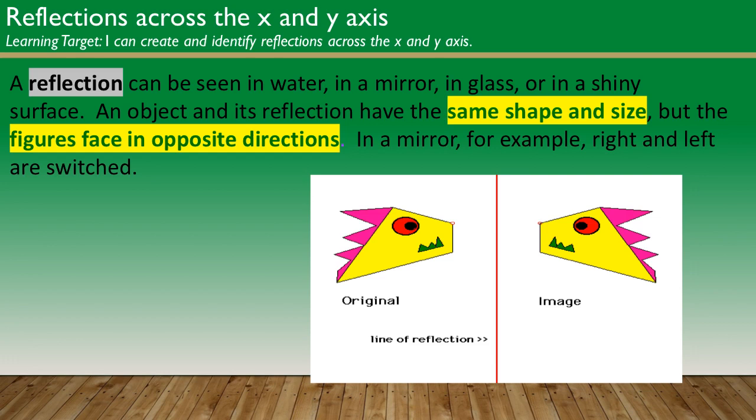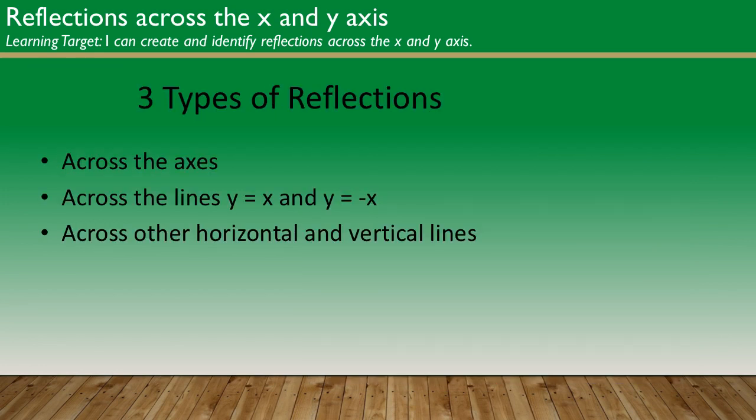Okay, so we can see in this picture here, these two things are exactly the same shape and size, but the orientation is flipped over because it has been reflected. And that's what a reflection is going to look like.